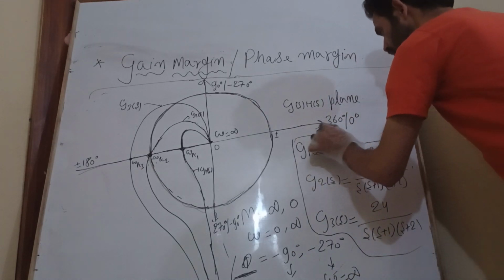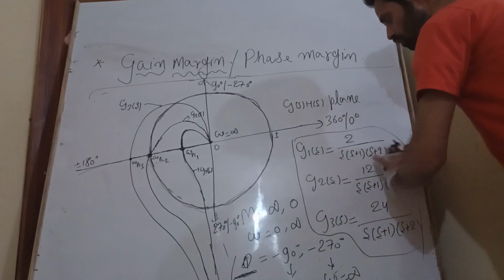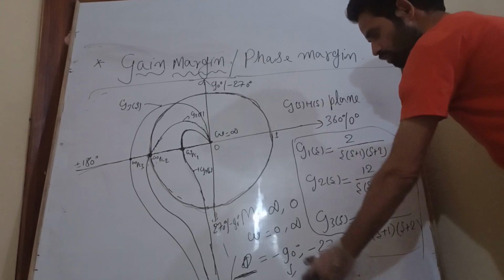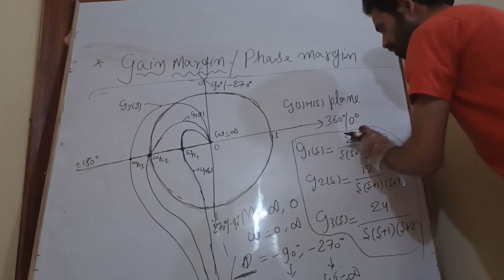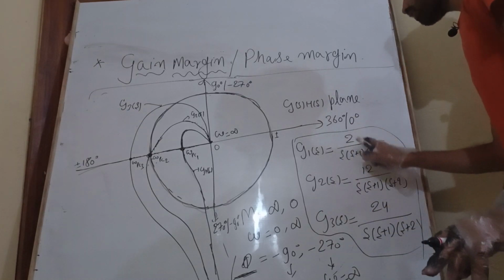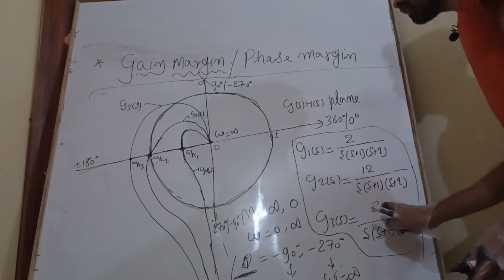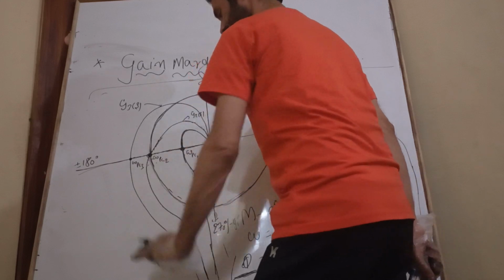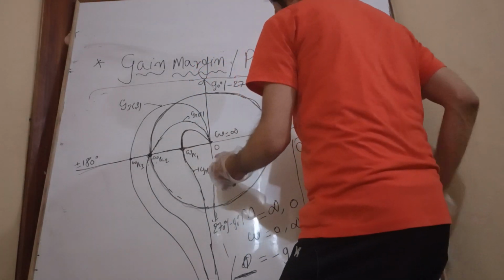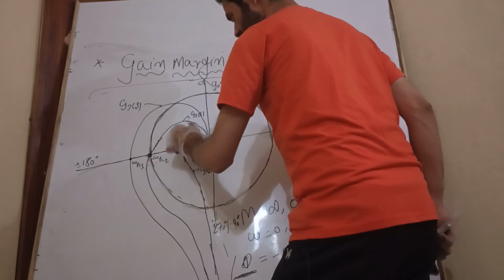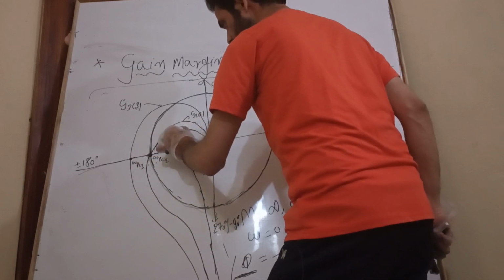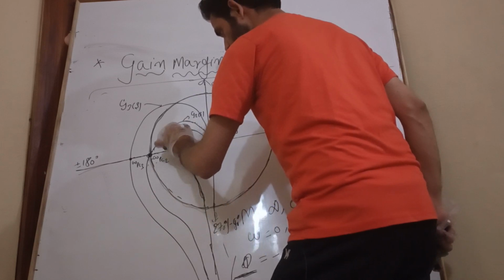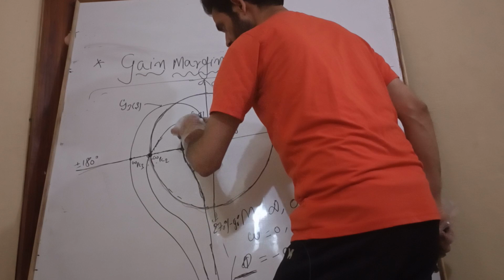Because the denominator is the same for all the systems, which is a function of S, the angle is the same, but the numerator is varying. That's why there is a variation in this graph. So for the first system, the plot is passing inside the unit circle.